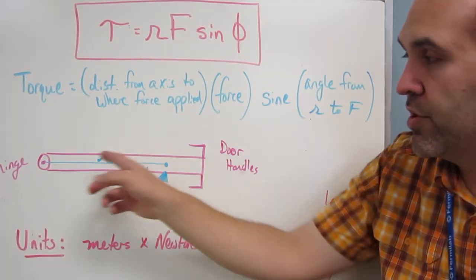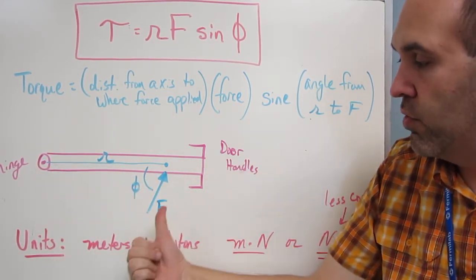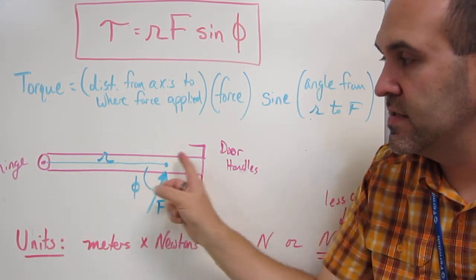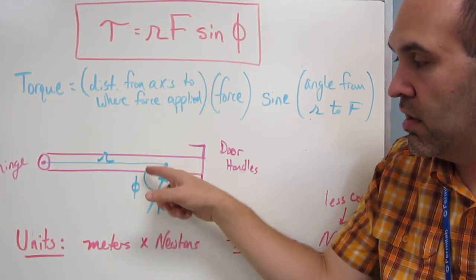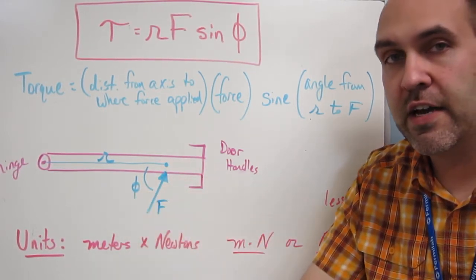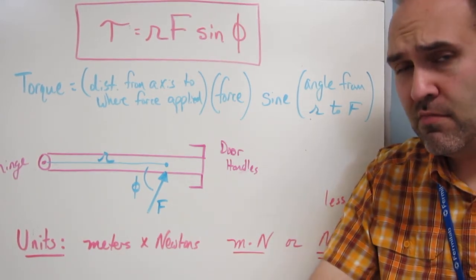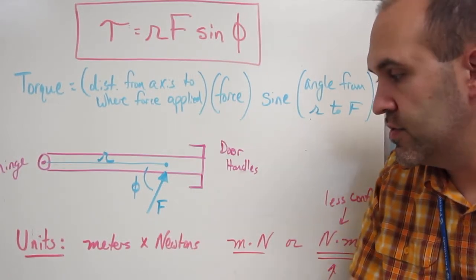So here's an example of that. Same example here with our hinged door, looking from overhead. If we apply a force like that at some angle, at this distance from the hinge, that distance is R. That makes our force here, and the angle between R and F is our phi. That's our angle there. The units for torque are meters times newtons, or newtons times meters, depending on how you would like to write it.